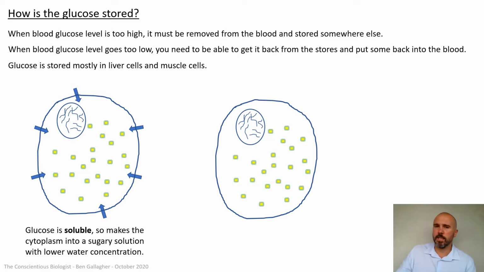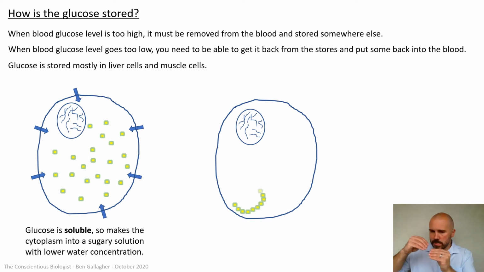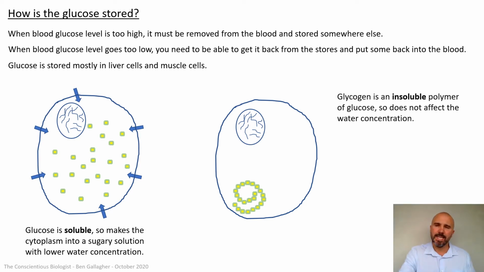But on this cell here, instead of having the glucose all dispersed throughout the cytoplasm, what the cell can do is take that glucose and stick the lumps together like this. That's called polymerization, when it forms a polymer. And if you make a polymer of the glucose, the polymer is insoluble, meaning it's not dissolved in the cytoplasm, meaning it doesn't affect the solution. So glycogen, which is just that polymer, is still glucose.